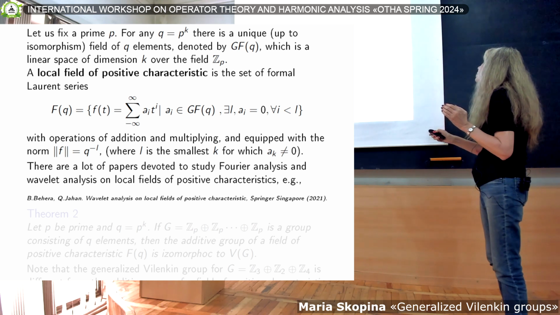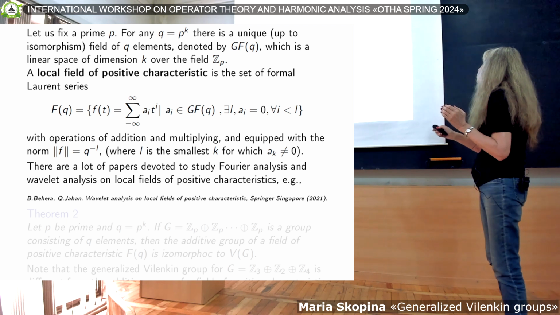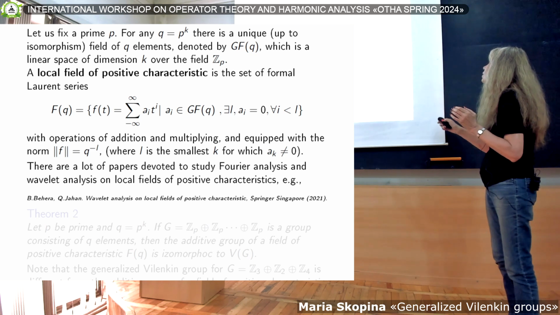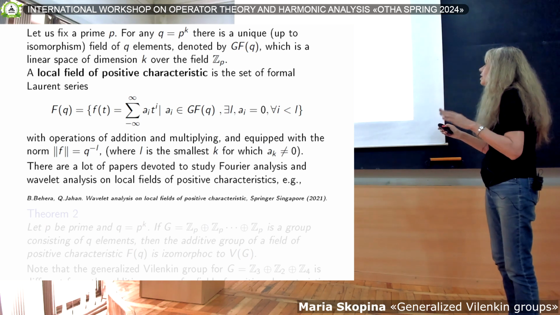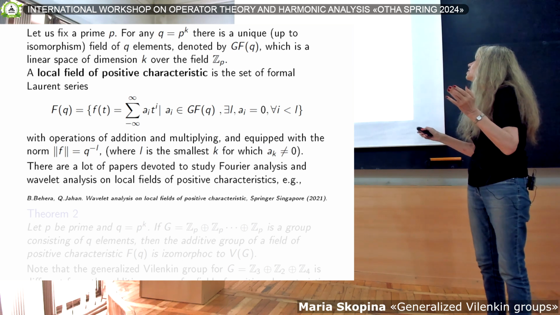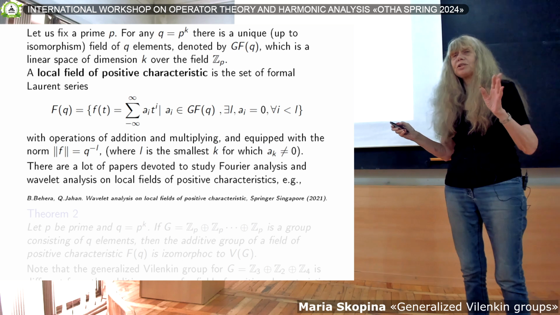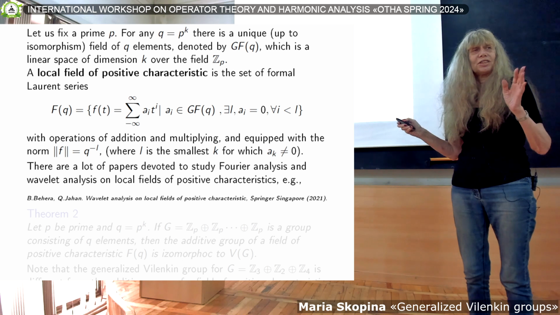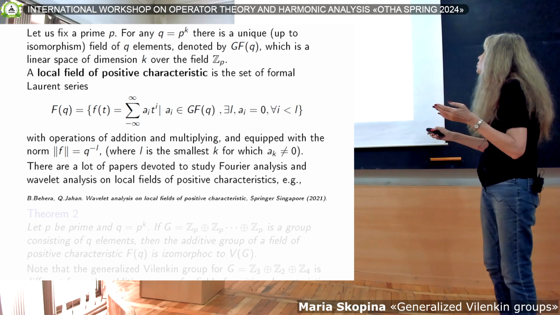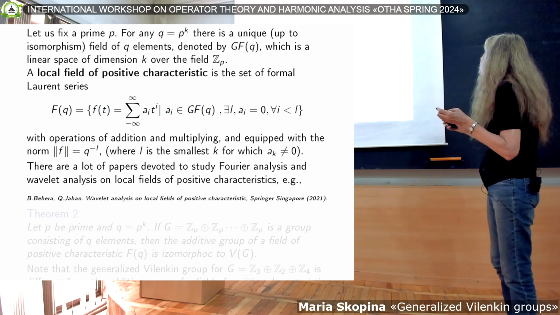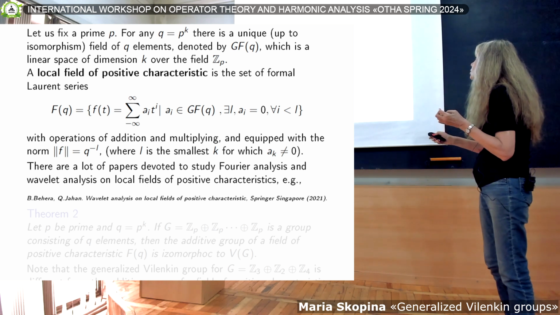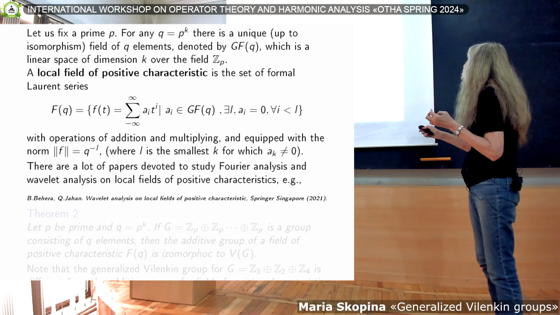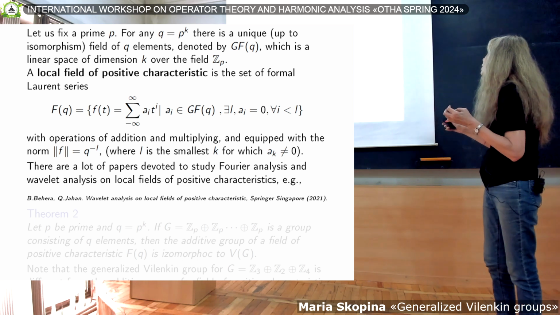Denote it by GF(Q), and the definition: a local field of positive characteristic is the set of formal Laurent series. It depends on Q. This is a formal Laurent series, and the coefficients a_j are just from this field GF(Q). Next, this is a field. In a natural way, two operations, addition and multiplication, are introduced, and also a norm is introduced. It is equipped with the following norm: q to the power minus L, where L is the smallest number for which a_k is non-zero.